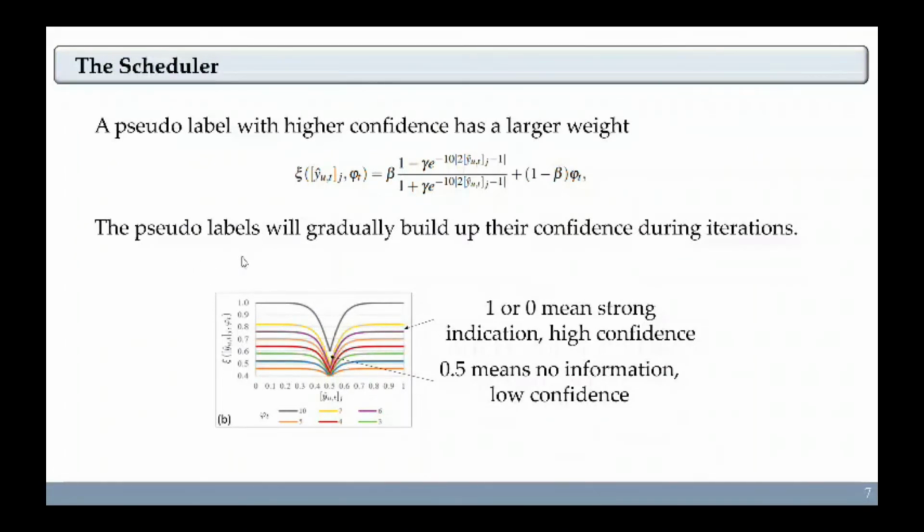During the iteration, the pseudo labels start gradually building up their confidence, and consequently their weight in the total loss function starts to increase, so the scheduler plays an important role in managing the use of pseudo labels based on their confidence during the training process.